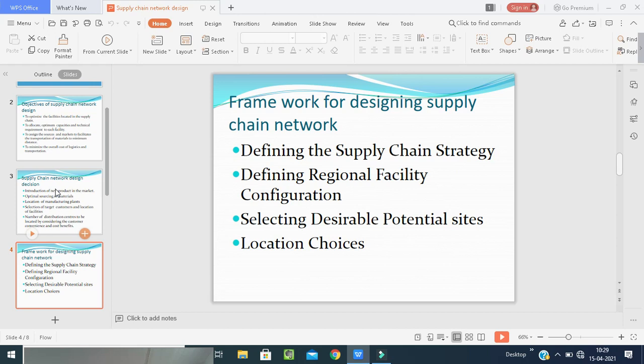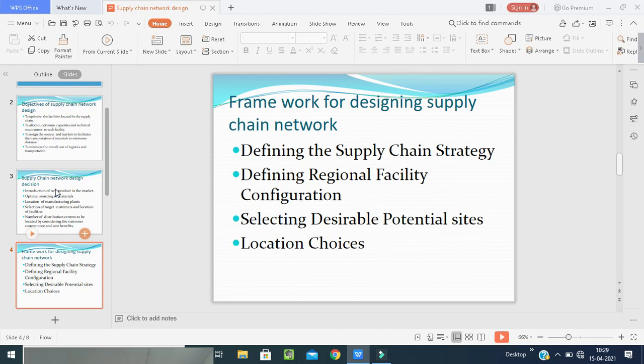Next one, selecting the desirable potential sites. In this phase, what will happen? The firm selects a set of potential sites. Within a number of sites, they will select only potential sites in each region for the location of facilities. Then, the selection of these sites for planned location is made by analyzing the infrastructure facilities which are available to meet the customer demand. The infrastructure requirements are of two types.